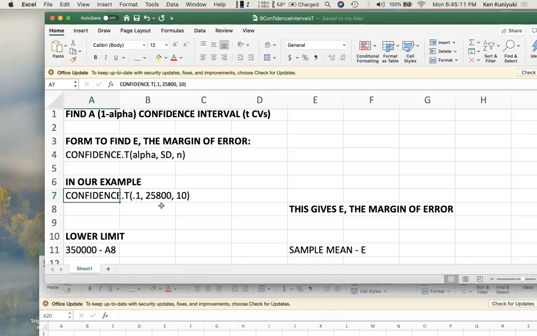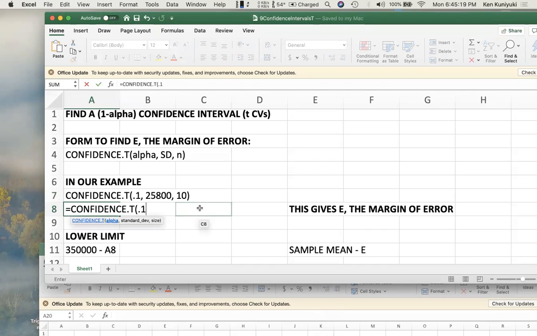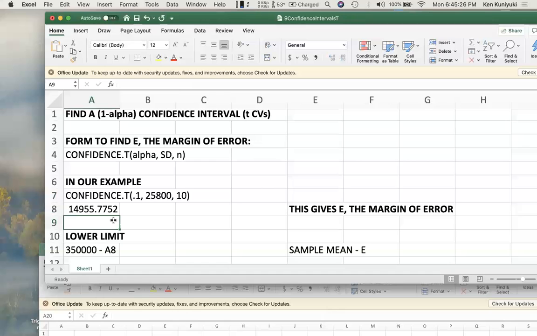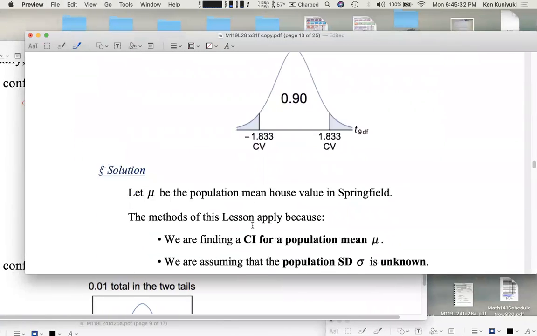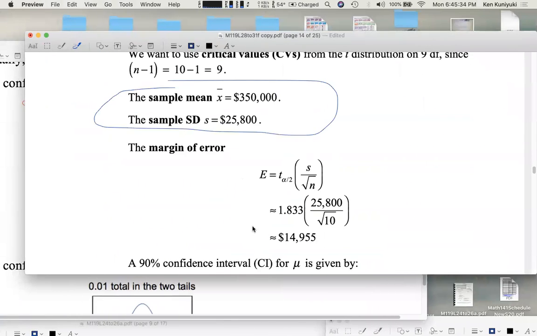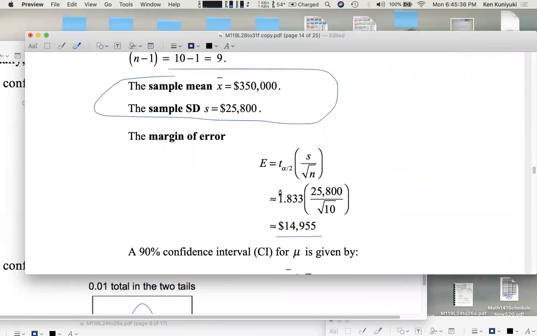The sample standard dev, S, is $25,800. Sample size N is 10. We should get the margin of error equals confidence.t. Alpha is 0.1. S is $25,800. N is 10 houses. And we get, if we round off or up, to be conservative, $14,956. Okay. In my notes, I used $14,955, maybe because of round off error over here.